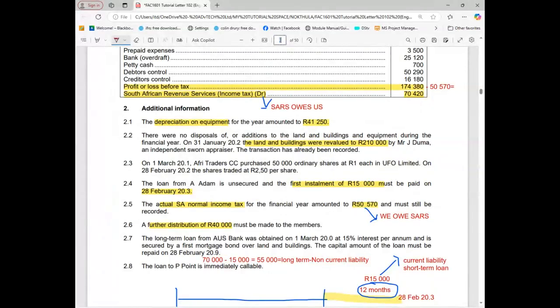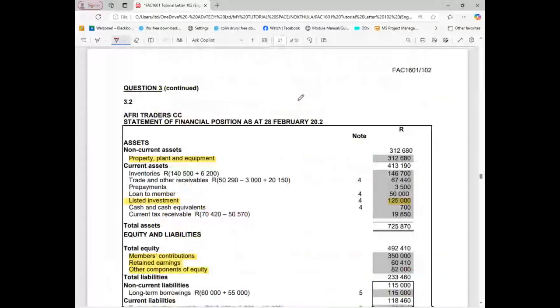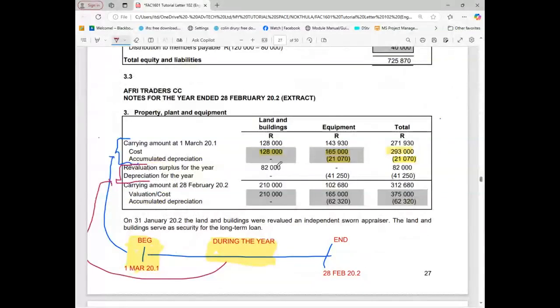If we go back and check there, you can see revaluation. Remember this one? We revalued the land and building. Are you still with me? So this is the revaluation that took place from the information. We also depreciated. Remember this one? We also depreciated here.